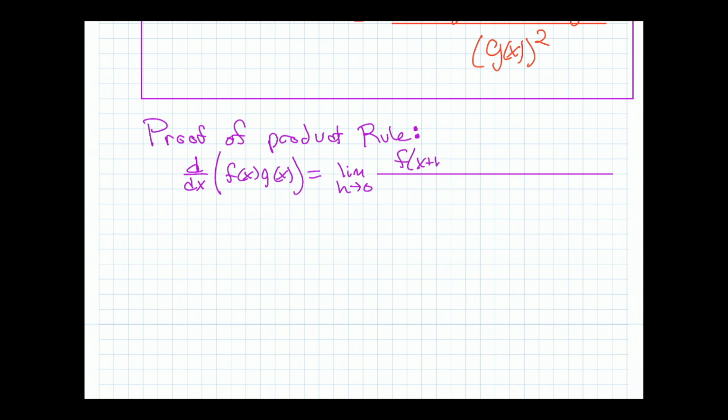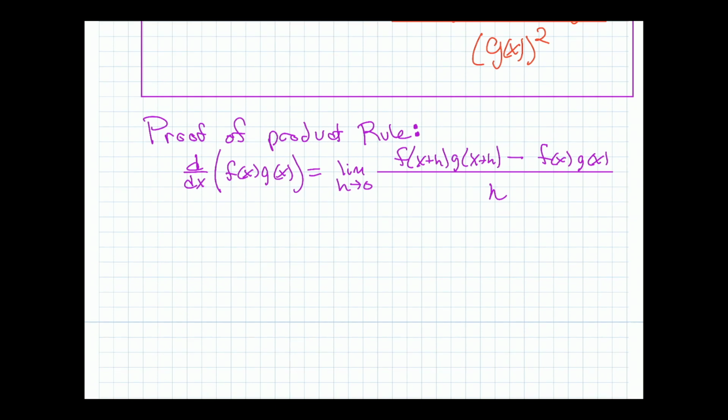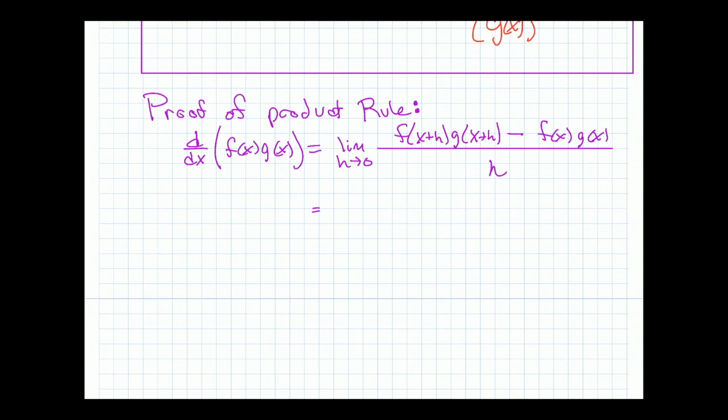f of x plus h, g of x plus h, minus f of x, g of x, over h. That's from the definition of the derivative. All right? Now, what we have to do is somehow do something here. That's very instructive and informative, right? Do something here.